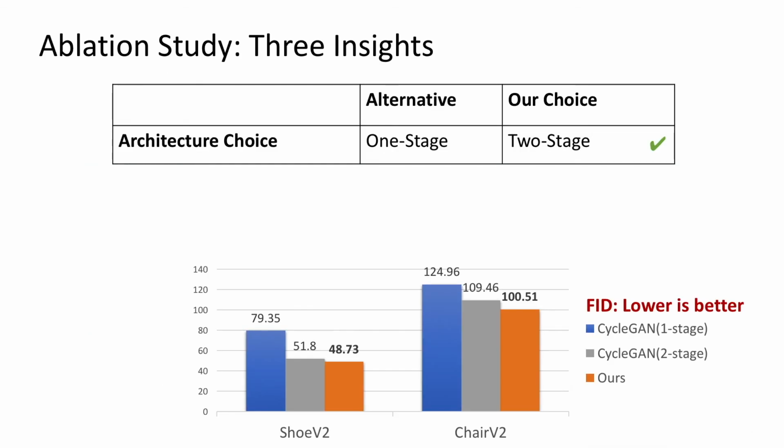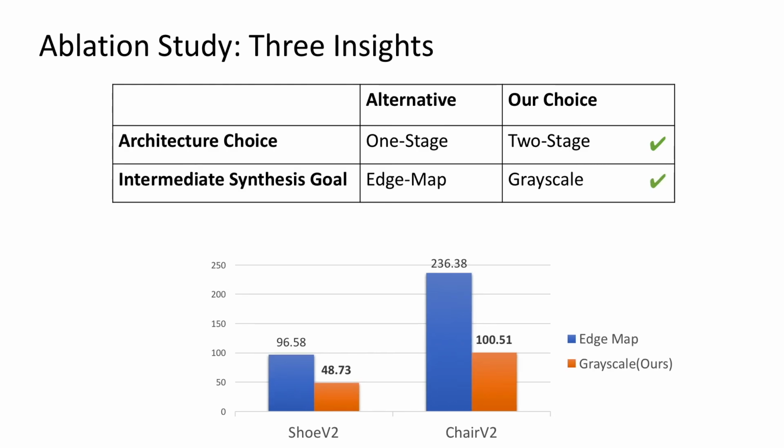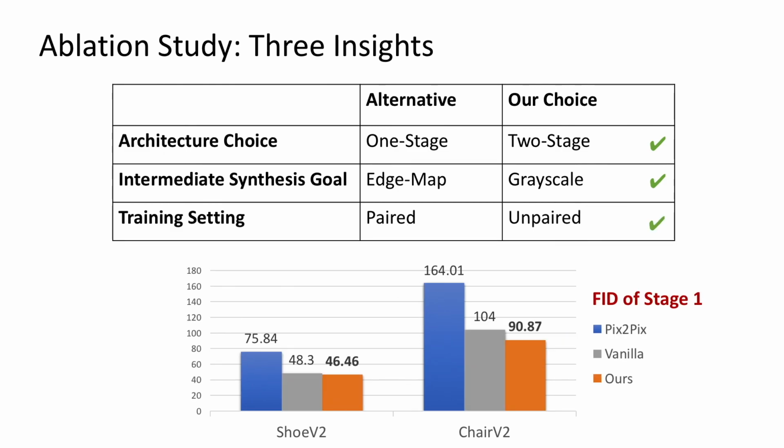Finally, we provide 3 insights from our ablation study. We found out that our two-stage architecture is the key to the success of our model. Using grayscale images as the intermediate synthesis goal is better than using the edge maps. And our shape translation network in fact achieves better performance in the unpaired training setting than the paired setting.